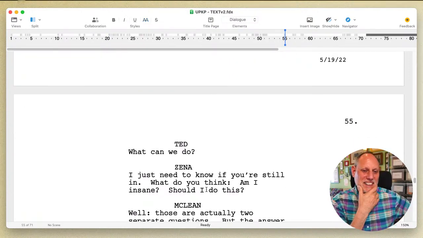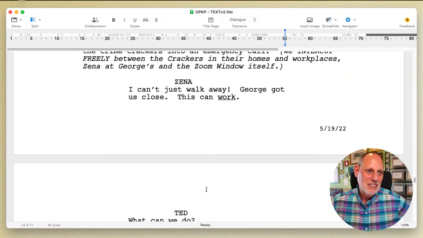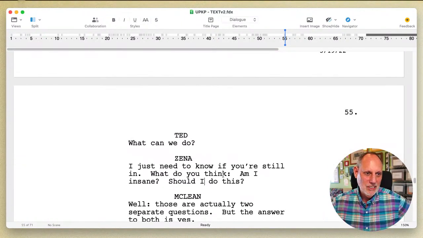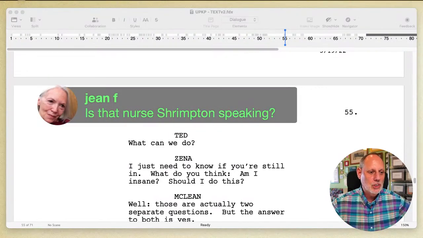What is Xena planning to do? This is an interesting question. Xena's saying, I can't just walk away. And then she says, I just need to know that you're supporting me, but supporting me to do what? Yes, that's Nurse Shrimpton.